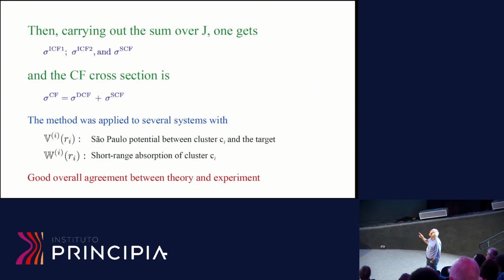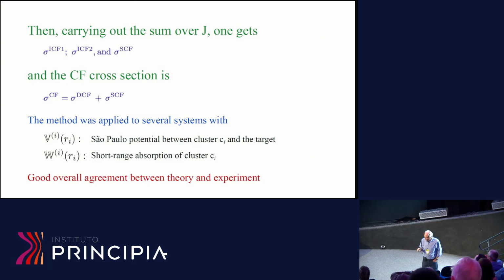In our calculation, we use the São Paulo potential to describe the interaction between each fragment and the target. Note that this is a bare potential. It doesn't contain any effective channel coupling effect. It comes from a systematic treatment of the interaction. It's a folding potential with some peculiarities. And as imaginary potential, we use a short-range imaginary potential to represent the absorption of the fragment by the target. We used it in several calculations, and the overall agreement with the data was good.